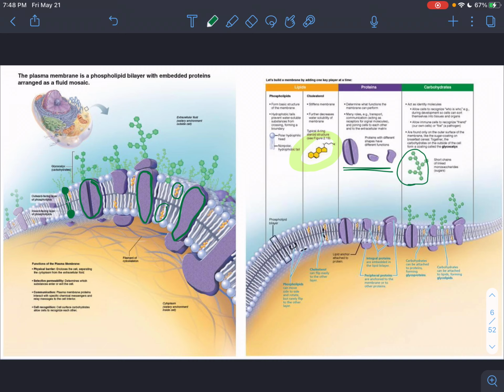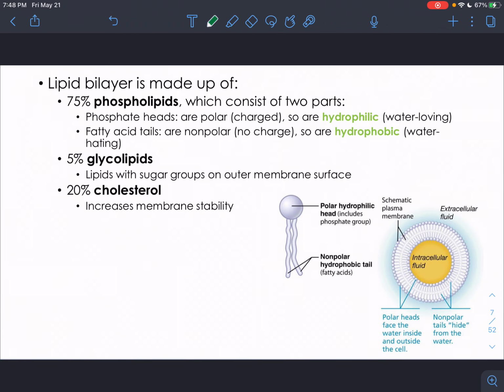So sugars, these green things, right? Carbohydrate is just a polysaccharide or complex sugar, right? So you're going to find a bunch of carbohydrates on the outside of the cell surface, and we'll explain why that's important in a second as well. Okay, so that's the basic makeup. So now let's get a little bit into more detail about all these different parts.